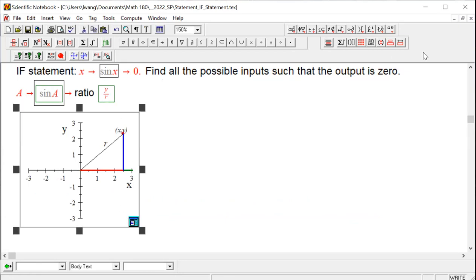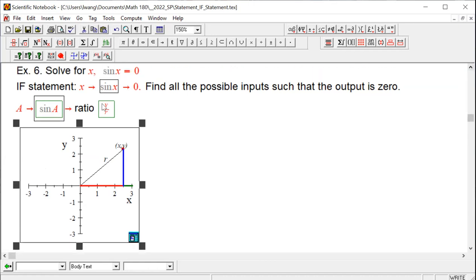Let me talk about this one more time. We know the output has to be 0, because that's the if statement: if sine x equals 0. Of course, this x is different from the x over here, which is the input. This x is indicating the point. That means the ratio y has to be 0. The blue has to be 0. If the blue is 0, what are the terminals?